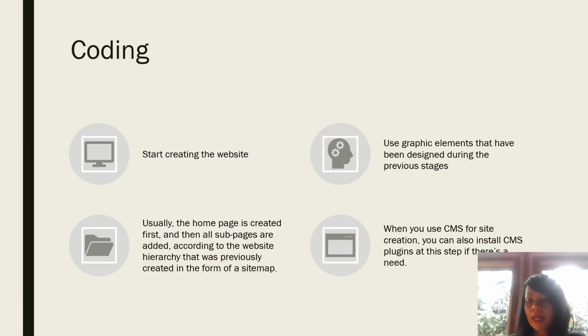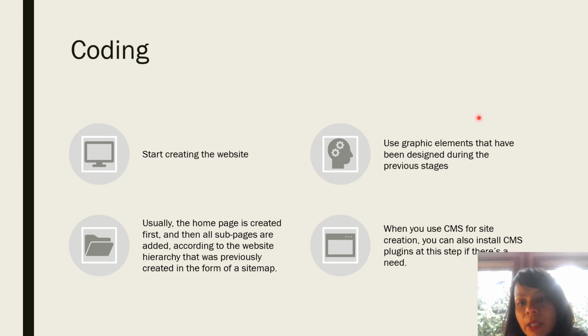All right, so then we move on to the coding. Only after the sitemap is done, the wireframe is done, the mockups are done, and the content is ready, do you move into coding, and the coding is what you've been learning so far. This brings us to the HTML and the CSS, right? This is now where you can start creating the website, looking at the sitemap, the wireframe, and the Photoshop mockup that you're provided.